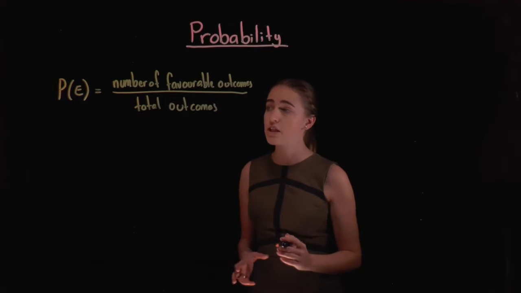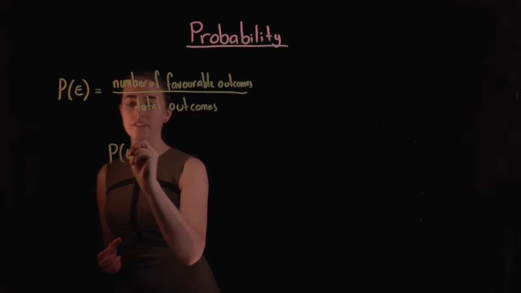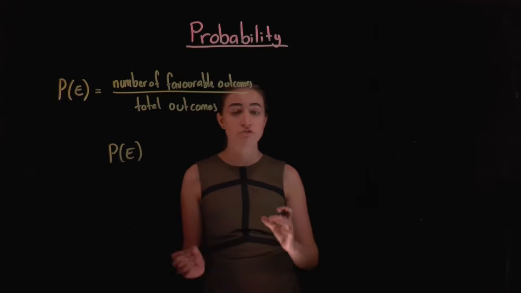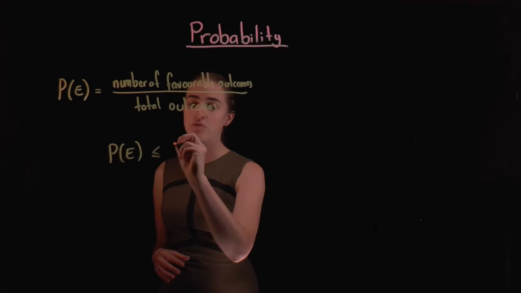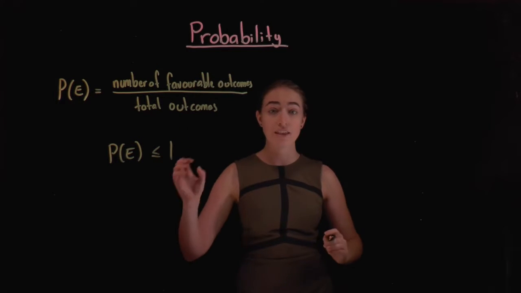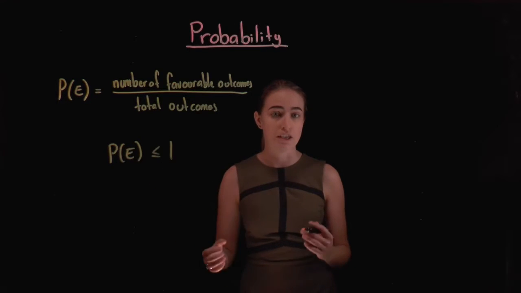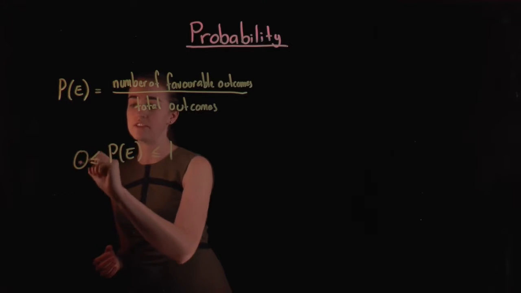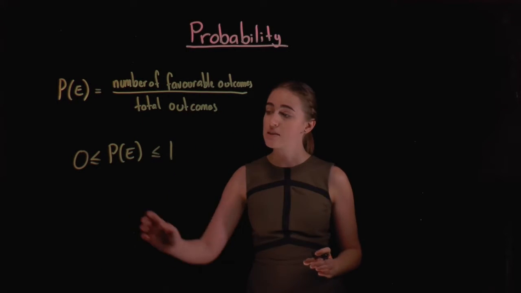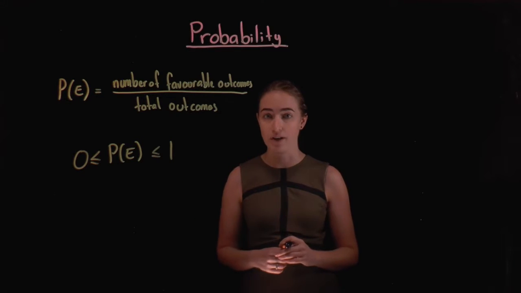All right, a few other things you need to remember is that the probability of an event is going to range from 0 to 1. So it's always going to be less than or equal to 1. If an event is certain, it's definitely going to happen, then it's going to have a probability of 1. If it's impossible, then our probability is going to be 0. So that means the probability of any event is going to lie between 0 and 1.